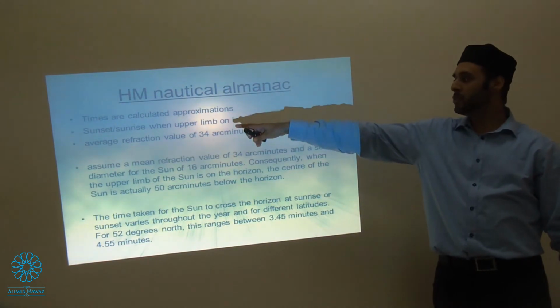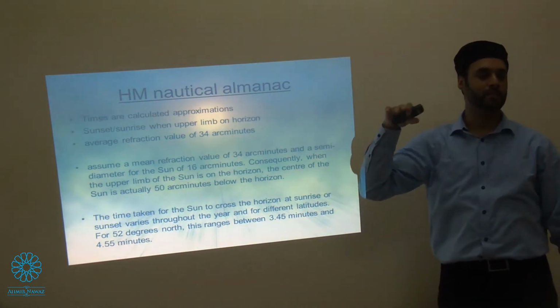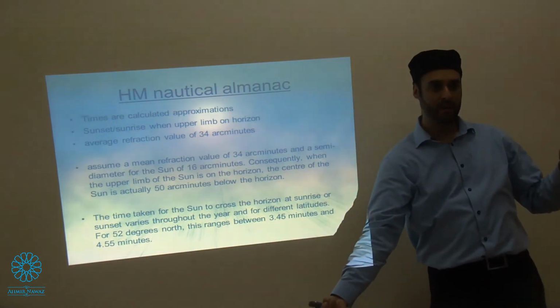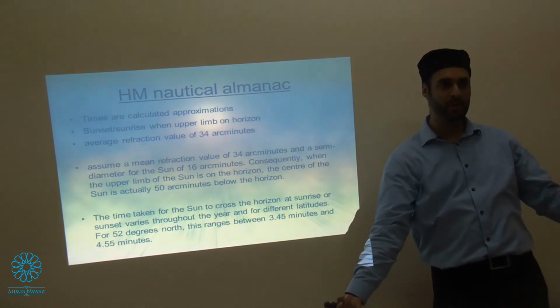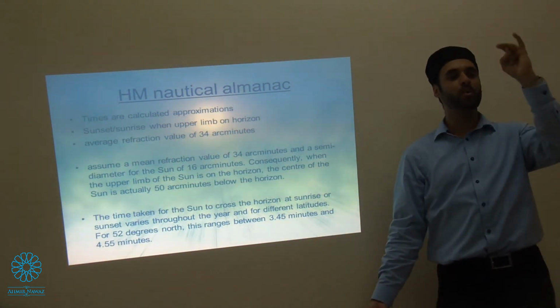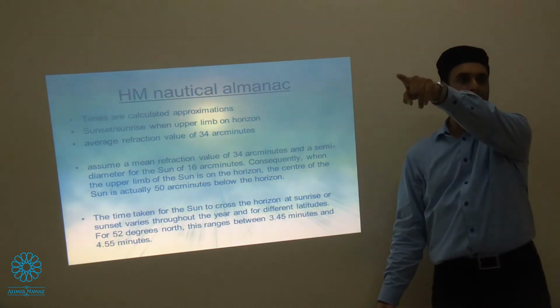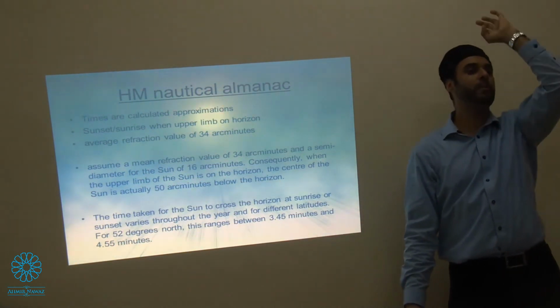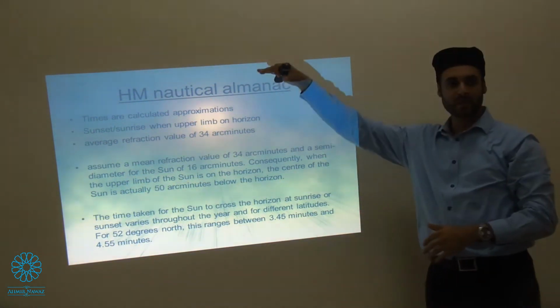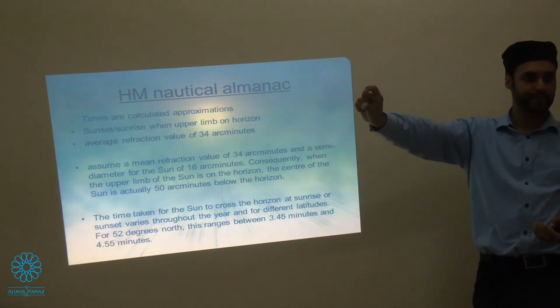So sunset and sunrise is when the upper limit is on the horizon. But when they chart their times from 18 degrees below the horizon, it's from the middle of the solar disk. So even when it's above your head, it's from the middle of the solar disk. So when they get down to the horizon, all of a sudden they've got to do a jump. Right?